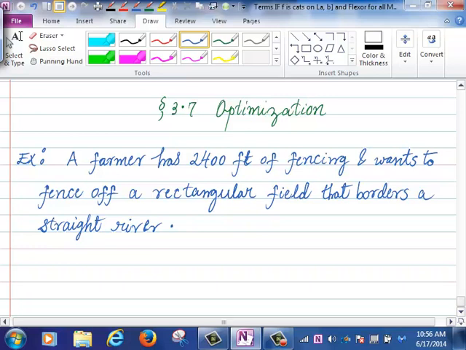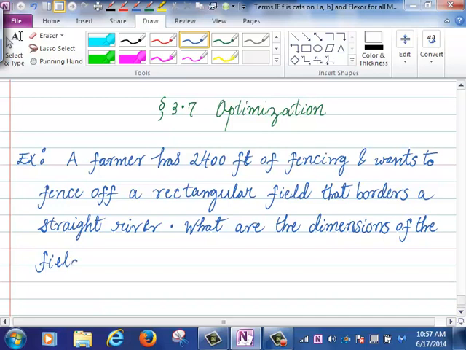The question is, what are the dimensions of the field that has the largest area? Okay, so that's the question.